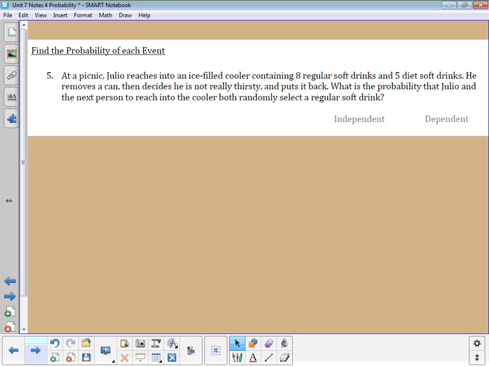If we move on and look at calculating some probability examples, number 5. At a picnic, Julio reaches into the ice-filled cooler. He's got 8 regular soft drinks and 5 diet soft drinks. He's going to put the drink back because he decides he doesn't want it, and then somebody else is going to come to the cooler and pick out a soda. Okay, now the key phrase in here is he puts it back. So if he pulls out a can and puts it back into the cooler, the probability has not changed. The number of cans that are in the cooler has remained the same. This is independent. These two things have not affected each other.